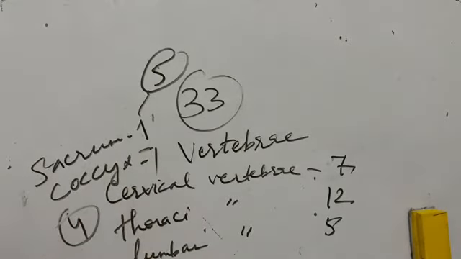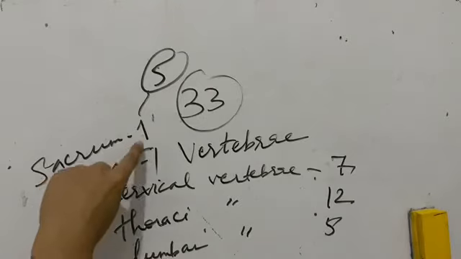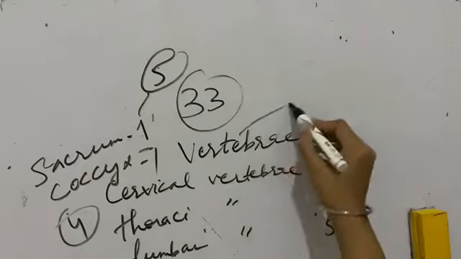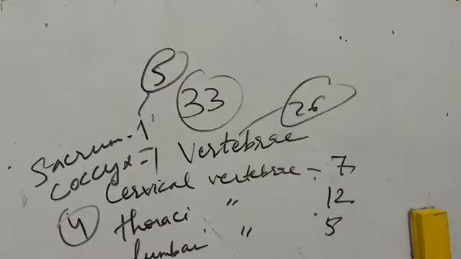So total vertebrae, let us see. Total vertebrae: cervical 7, thoracic 12, lumbar 5, sacrum 5, coccyx 4. They come to be 33, but we don't count them as 33 because we take sacrum as 1 and we count coccyx as 1. So how many are they total in number? They get to be 12 plus 7 and 5 and then 1 plus 1, it comes out to be 26. So we take vertebrae as 26 in number.